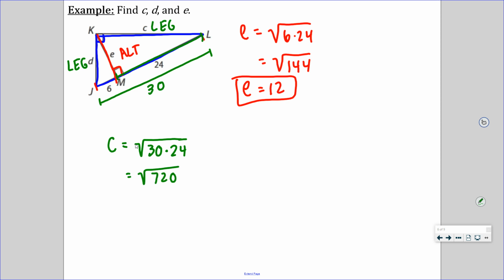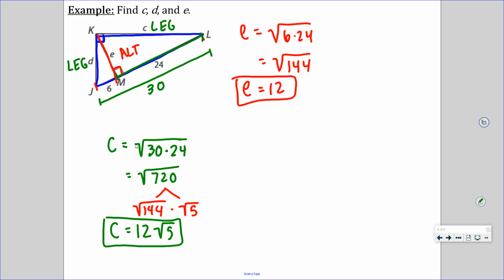Woofda. So when you're simplifying this radical, because 720 is not a perfect square, start big. Look for big perfect squares that go into 720, and 144 does. It's 144 times 5. Square root of 144 is 12. Root 5. That would be the length of C. Again, we're going to practice simplifying radicals.